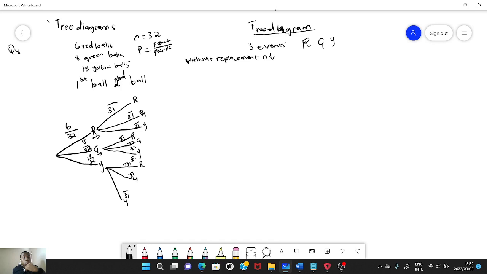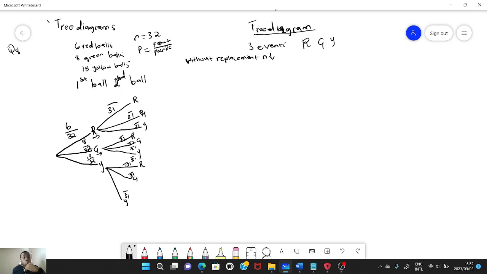5 represented that I've taken a red ball. Why? Because this second branch is created from this R, which tells me that I've already taken a red ball, right? Now, did we take a green ball? No, no, no. So we still have the same number of green balls, because I haven't yet chosen a green ball. How many green balls are there in the bag? I have 8 green balls, so I'll have 8 over 31.